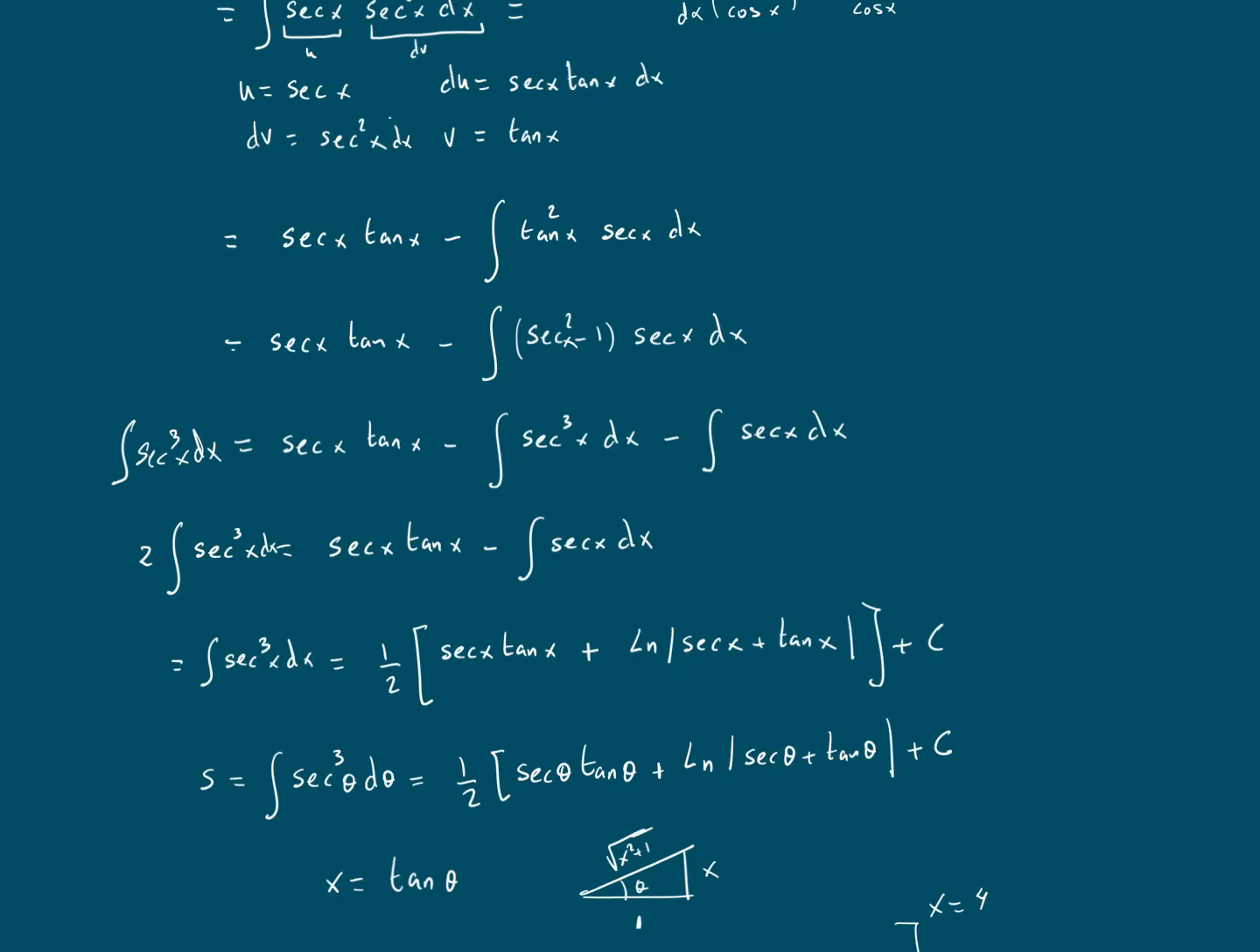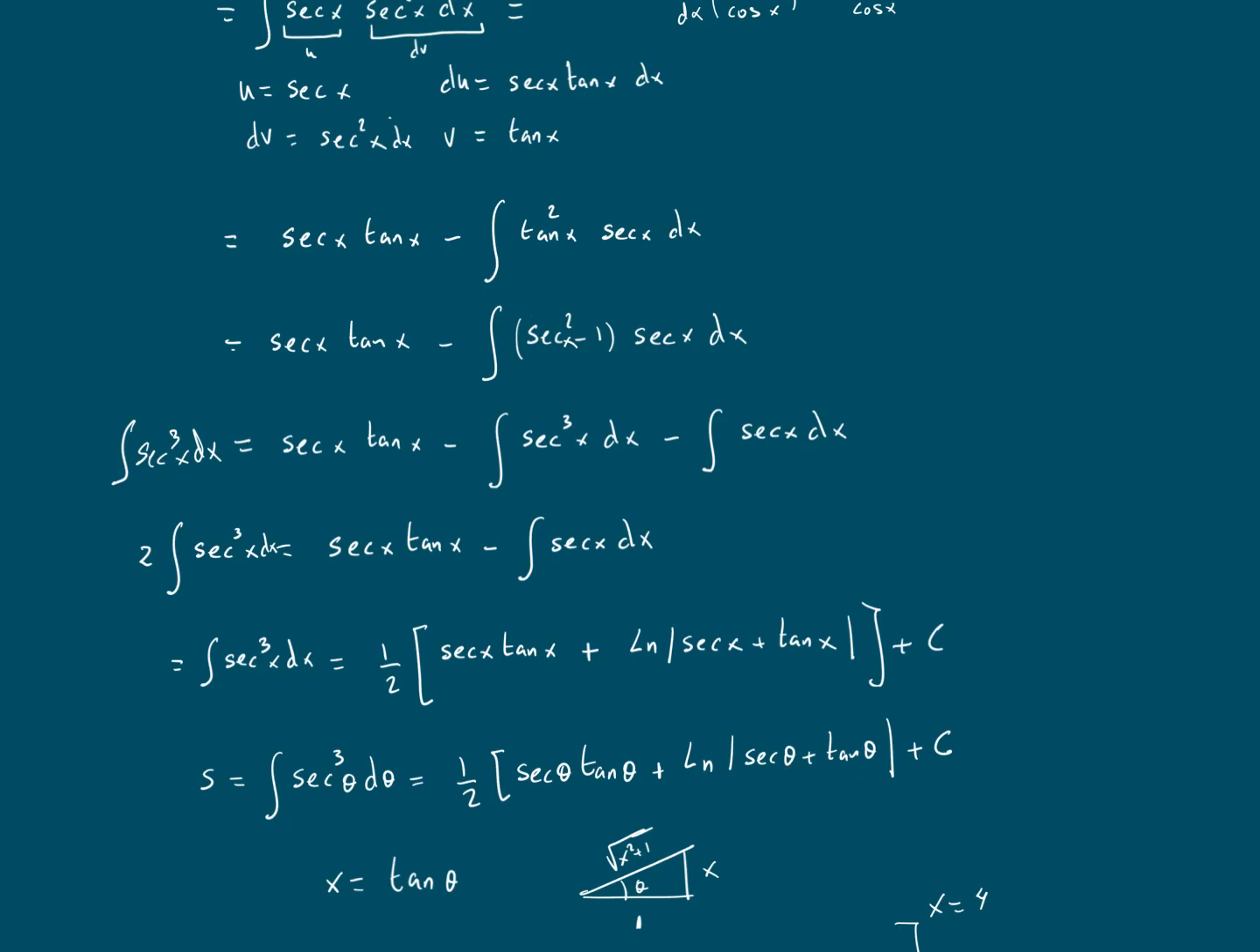So finally, the integral of secant cubed of x dx will be 1/2 secant x tangent x, plus 1/2 the integral of secant x dx that we have solved in class, that is natural log of the absolute value of secant x plus tangent x, plus c. We convert back to theta, so the integral of secant cubed of theta d theta is 1/2 secant theta tangent theta plus 1/2 natural log of secant theta plus tangent theta plus c.